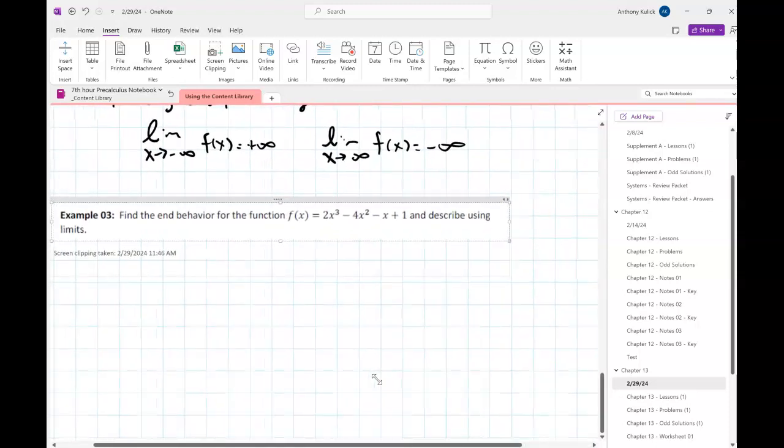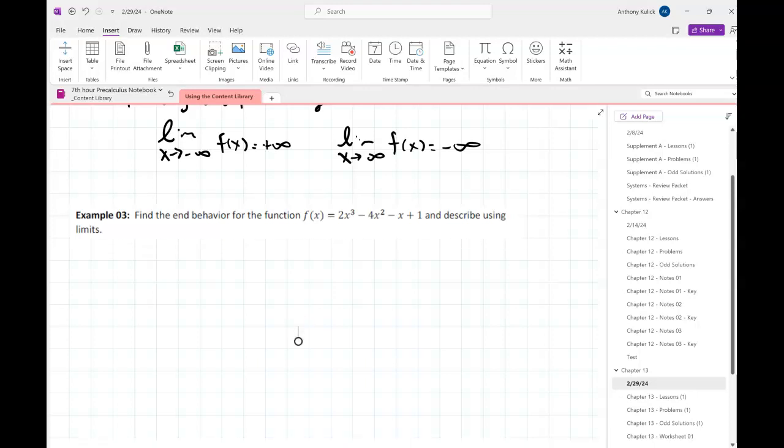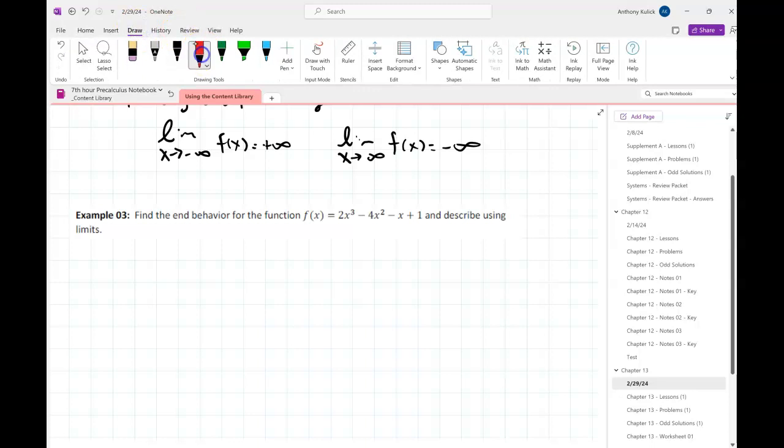So here we're asked to find the end behavior for the function f of x equals 2x cubed minus 4x squared minus x plus 1. What's the degree here? 3. What's the leading coefficient? Positive, right? That's really what I meant. Sorry. So what should happen? What should my end behavior be?